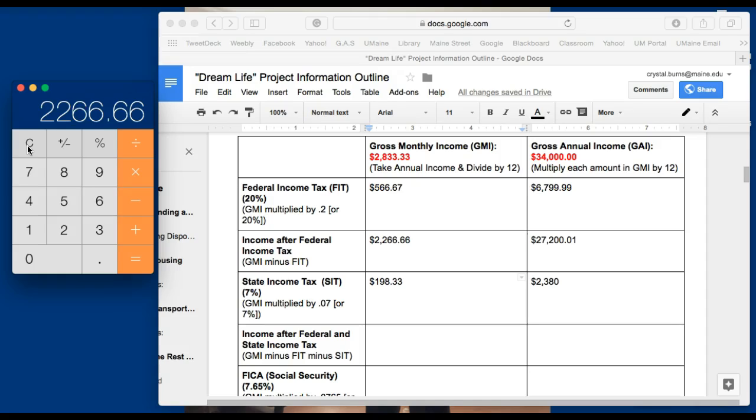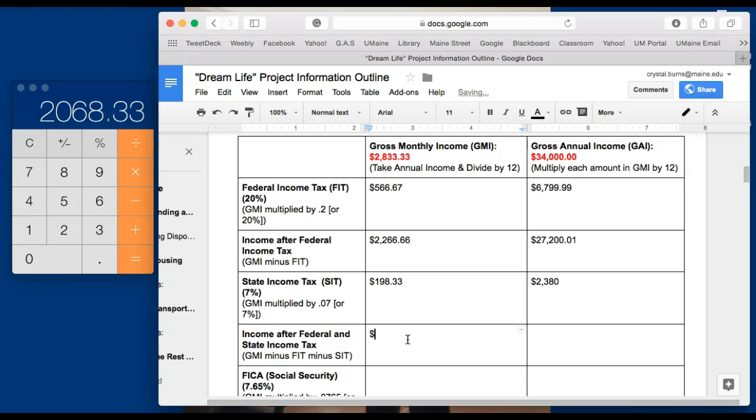$2,266.66, and subtract it by $198.33, and I'm left with, I'm one step closer to finding my disposable income, but we're not quite there. Right now I'm left with $2,068.33. I'm going to do the same thing over here.